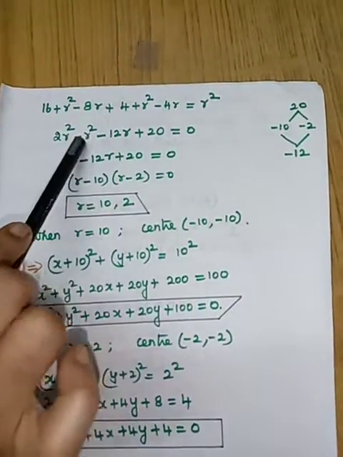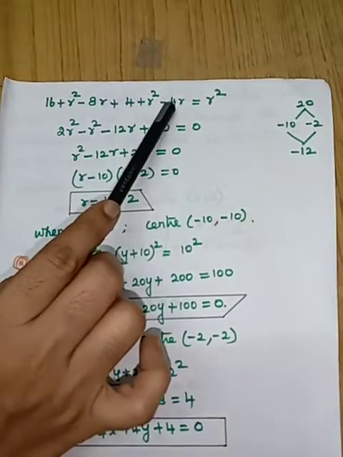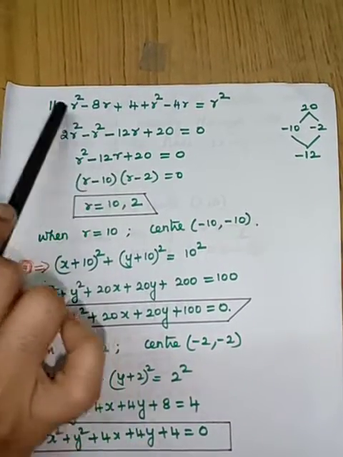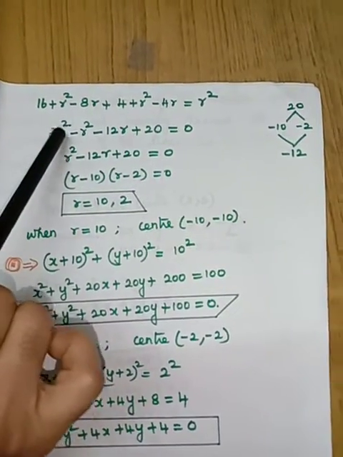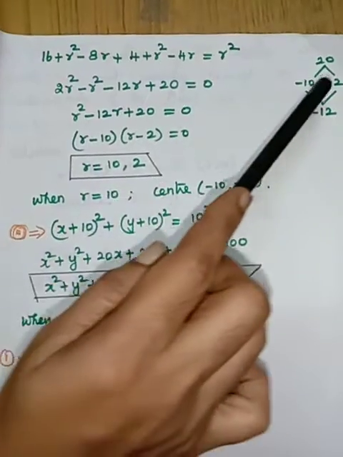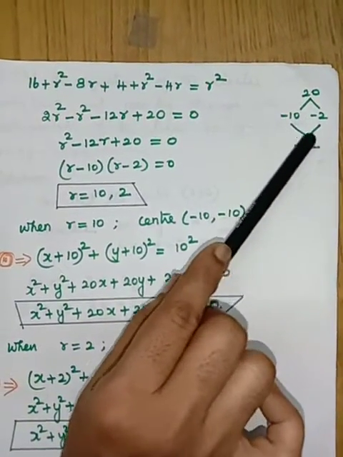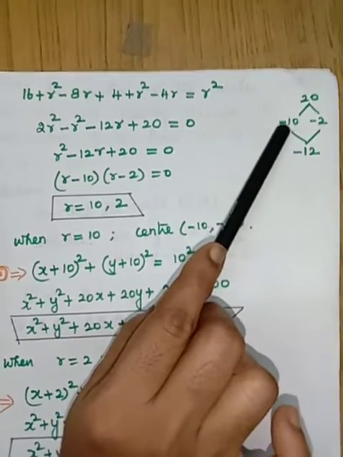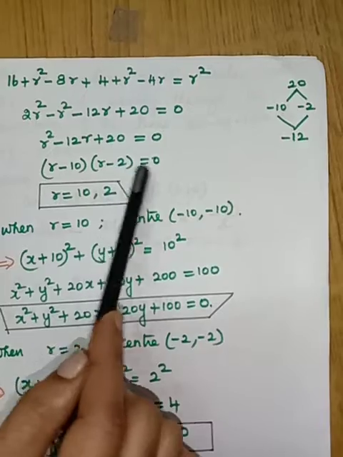Bring this r squared to the left side, minus r squared, and look at your r: minus 8r minus 4r is minus 12r. What is the constant here? 16 plus 4, that is 20. So 2r squared minus r squared is r squared minus 12r plus 20. When you take product, it should be 20. The addition of those two numbers should be minus 12. So I am writing minus 10 and minus 2. So r minus 10 into r minus 2 is equal to 0.